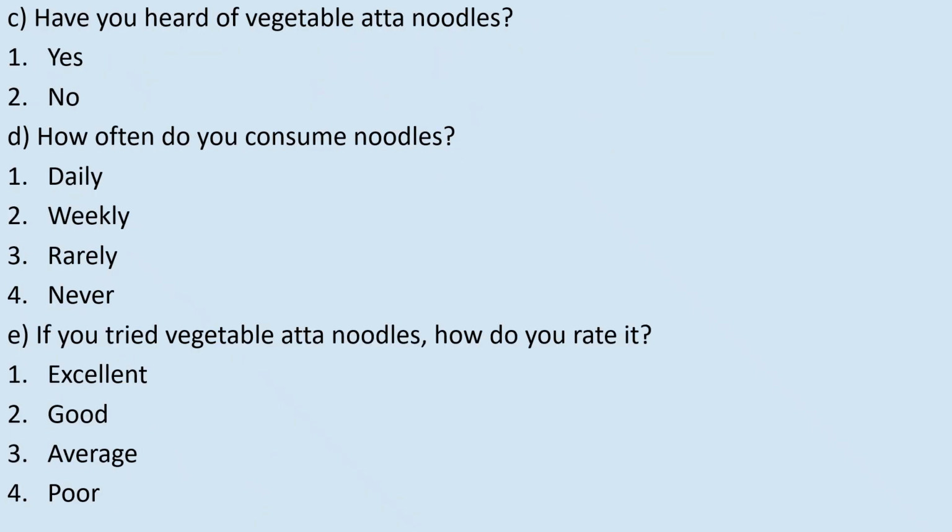The third question can be, have you heard of vegetable atta noodles? So it can be yes or no. The fourth question can be, how often do you consume noodles? So here it can be daily, weekly, rarely or never. The fifth question can be, if you have tried vegetable atta noodles, how do you rate it? So a rating can be given. The options can be excellent, good, average or poor.